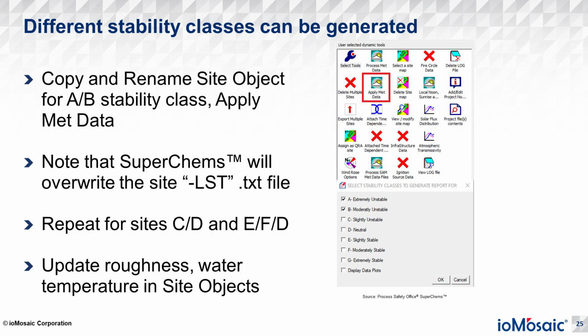So we can either group stability classes together, like in this case we grouped A and B together, and C and D together, and E, F, and G together. Okay. And then what we need to do is add surface roughness, how flat the terrain is, water temperature as well, because the Samson data wouldn't know those inputs.